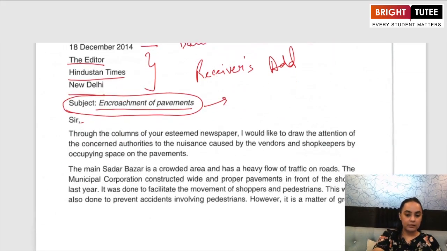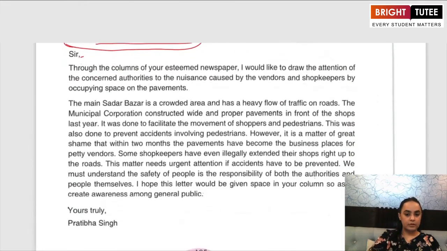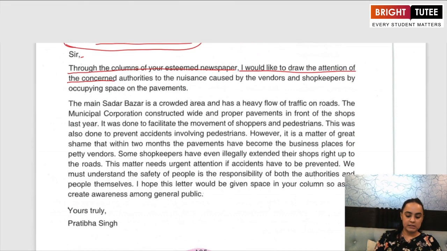Now, through the columns of your esteemed paper, I would like to draw the attention of the concerned parties to the nuisance caused by the vendors and shopkeepers by occupying space on the pavements.